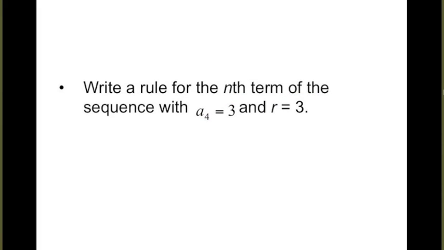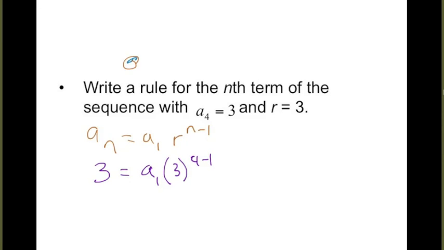Okay, go ahead and try this similar problem. Okay, our rule is a sub n is a sub 1 times r to the n minus 1. Being given a term, we're given both the value of the term and we're given an n value. And we're also given an R value, but we don't know a sub 1. Up in the exponent, 4 minus 1 is 3, and 3 to the third power is 27. So then we divide both sides by 27, and a sub 1 is 1/9.